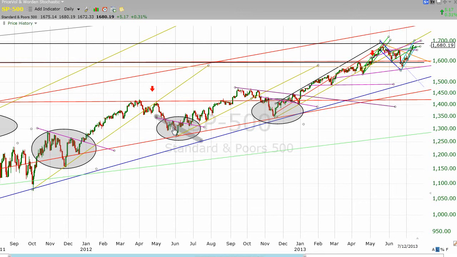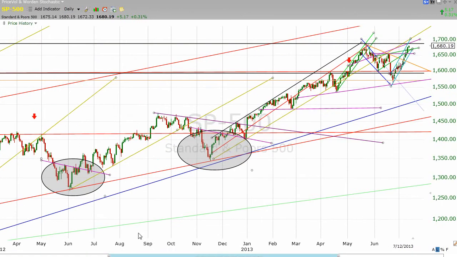Here was one in the late spring, summer of 2012. Really did not have much of a right shoulder at all. And it worked just like an inverted head and shoulders pattern. Coming back to late 2012, we had a small inverted head and shoulders pattern. This one right here that's highlighted in this gray oval, left shoulder, head, not much of a right shoulder at all.